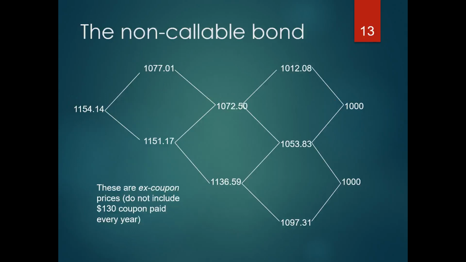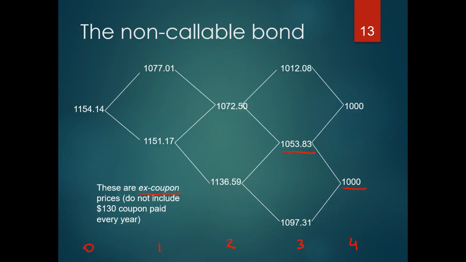So now we can compute the value of the non-callable bond. This is what I'm going to call the ex-coupon prices, meaning that, for example, at maturity, you're going to receive the face value plus the coupon, but these prices are before the coupon. So you're going to receive basically 1,000 before coupon. In a second, we are going to see why.